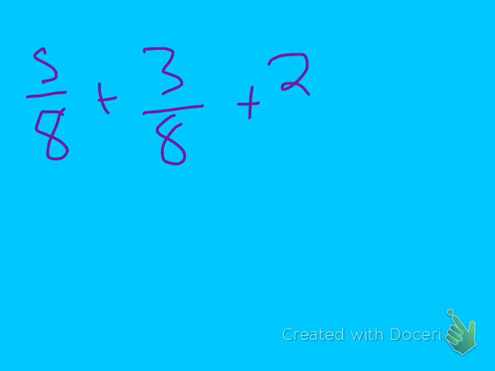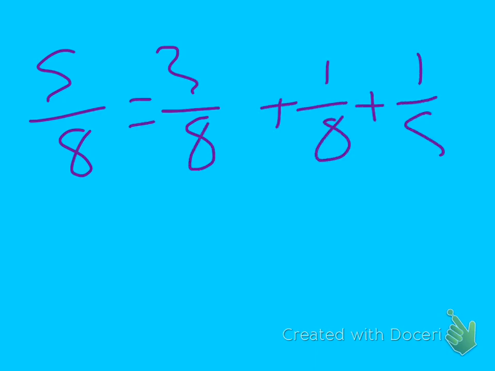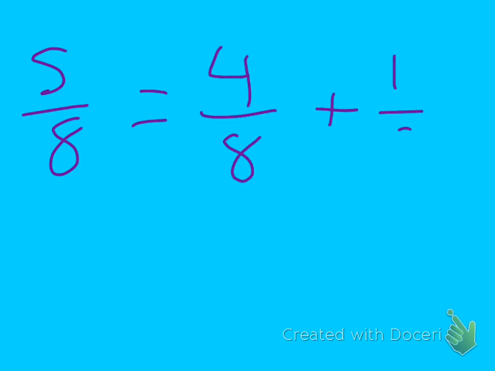Another way that we could equal 5/8, we can do 3/8 plus 2/8. We could do 4/8 plus 1/8. We could do 3/8 plus 1/8 plus 1/8. There's so many different ways that we can add fractions. But let's go back and look at that 5/8 equals 4/8 plus 1/8.